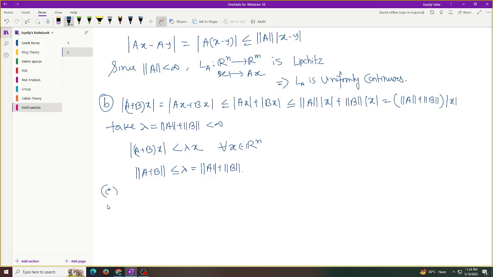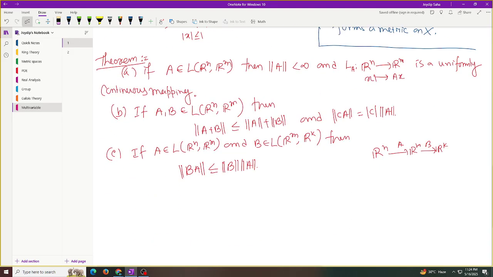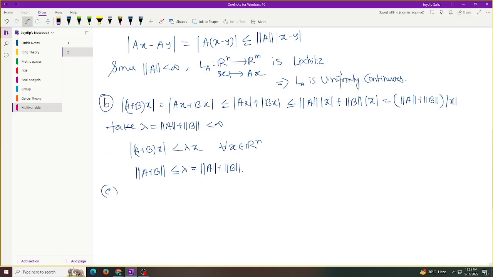C, what is the statement of C? So it talks about composition. A belongs to L(R^n, R^m), that means A is a linear transformation from R to the power n to R to the power m, and B from R to the power m to R to the power k. Then norm BA is less than or equal to norm B norm A. The same technique: let x belong to R to the power n.